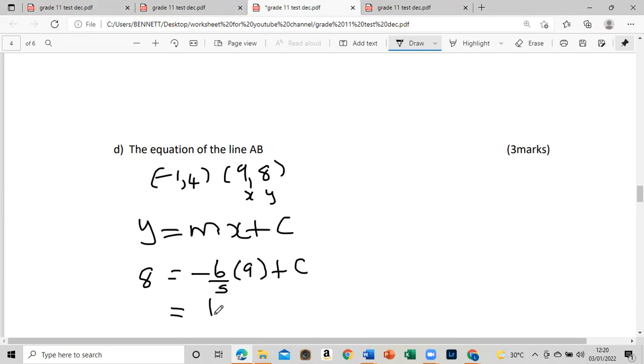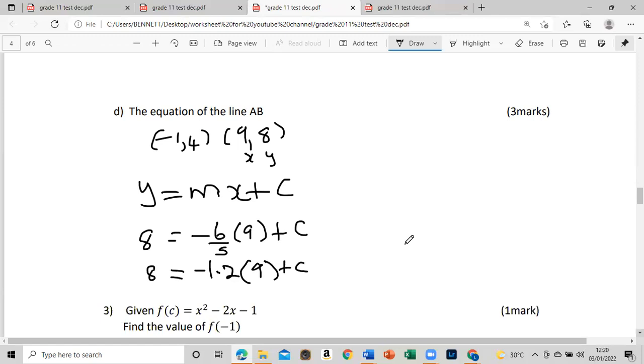This works out to 1.2 times 9. Multiply that and then solve for C. Alright, so it's 1.2 times 9, so that's 10.8.